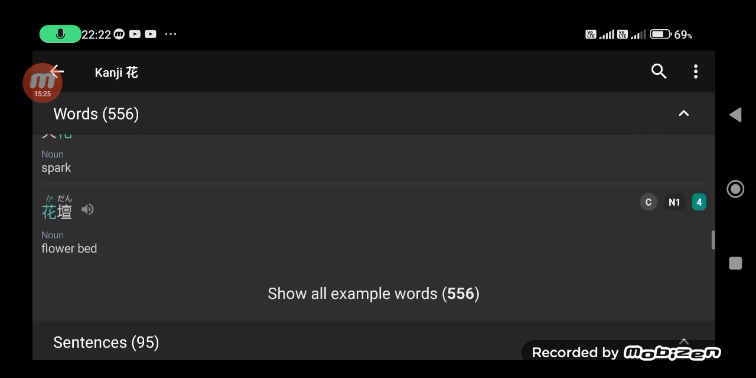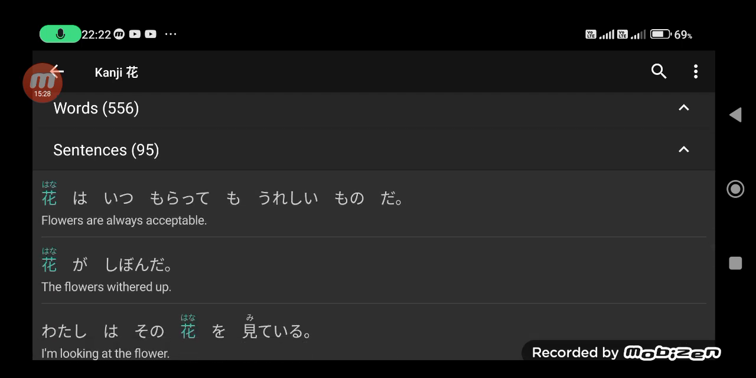For others, just screenshot those. So, flowers are always acceptable. Hana wa itsu moratte mo, no matter the time. Hana wa itsu moratte mo ureshii mono da. 花はいつもらっても嬉しいものだ. Monoda means a thing. So moratte means the speaker is accepting a thing, in this case, a flower.